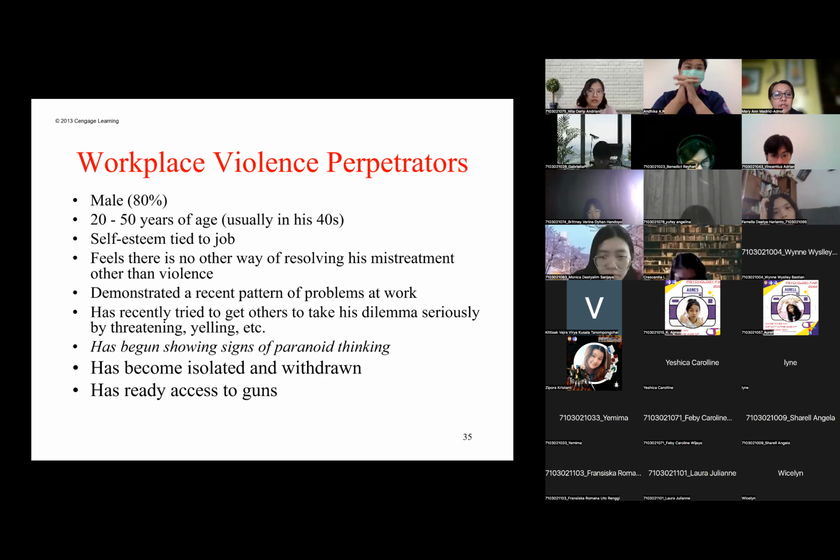So this one, they can be isolated, they can be withdrawn, the person concerned. And take note, in workplace violence, the stress that will be experienced is in two ways, no? The one who is committing the violence can also be experiencing stress. That's why the person was forced to do that act of violence, because the level of stress is already too much to handle. Take note also that aside from the perpetrator, the co-employees are also the ones who will experience stress because of this violence committed in the workplace.